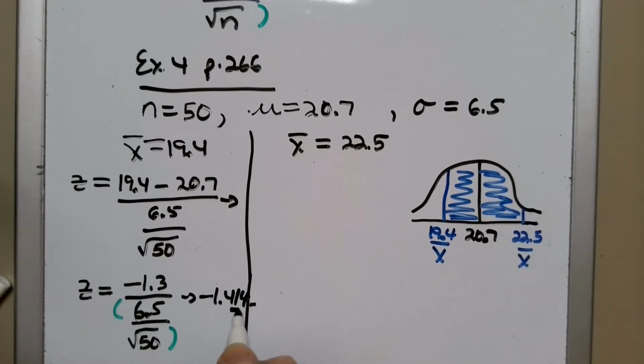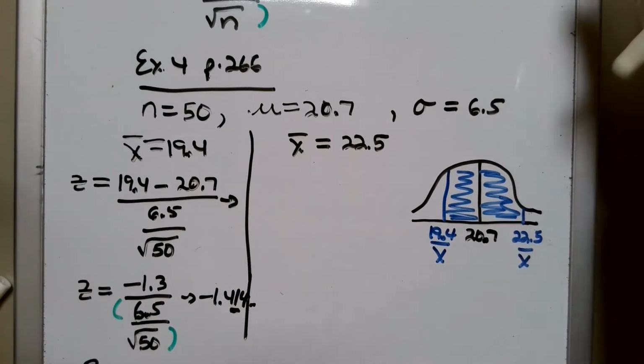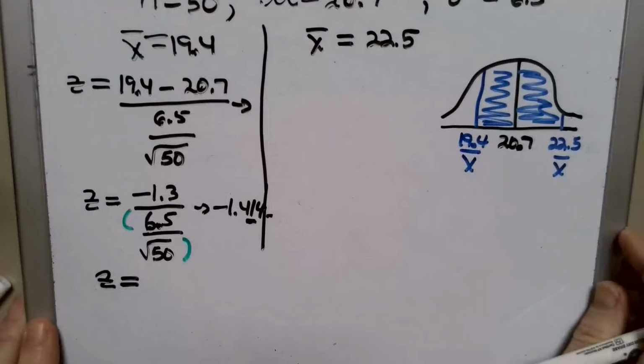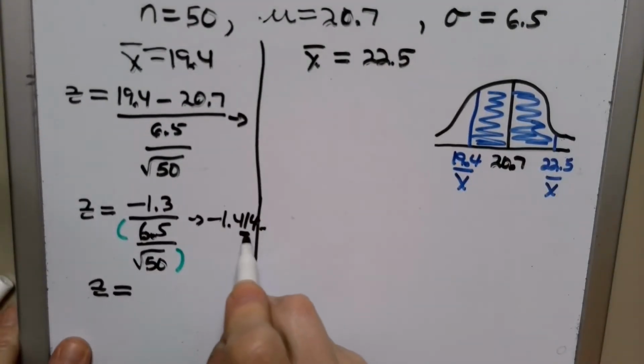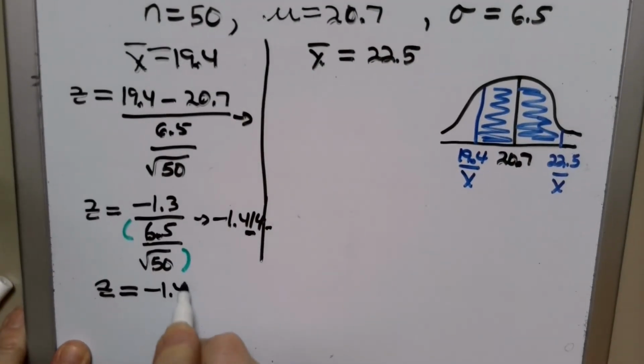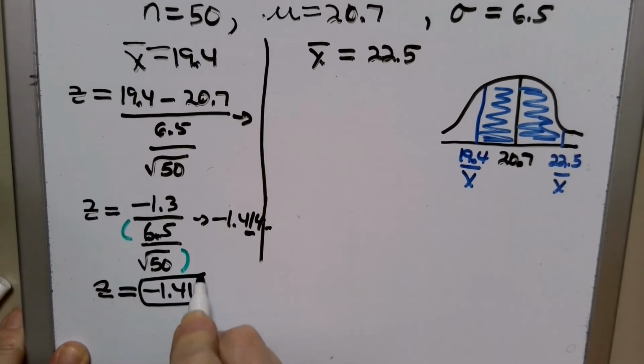And so we're going to round to 2 decimal places because that's how our z-scores are. So rounding to 2 decimal places here, we're going to end up with negative 1.414. We're going to keep the 1 and call that negative 1.41.